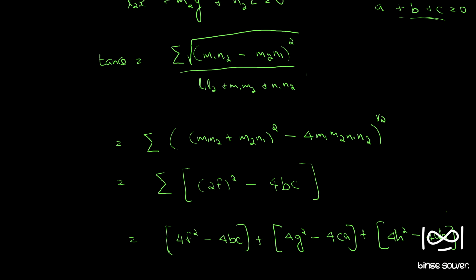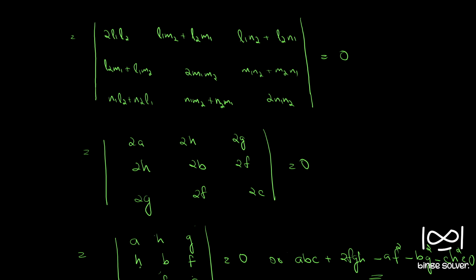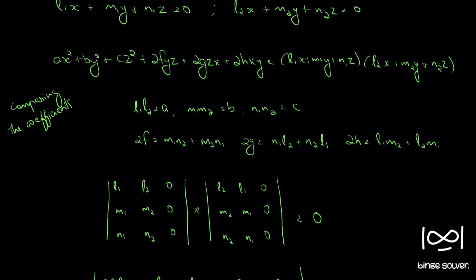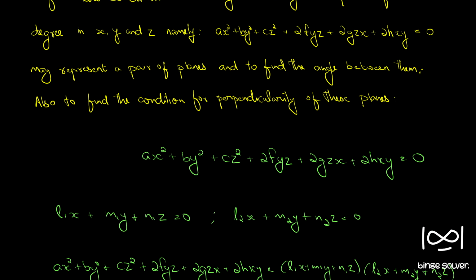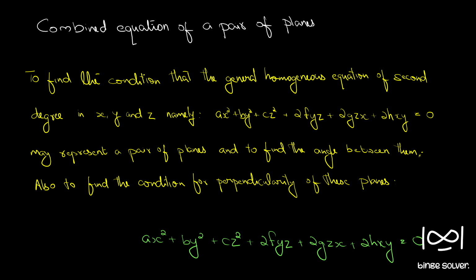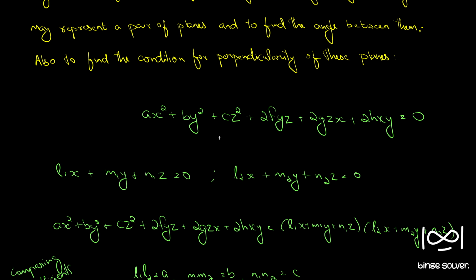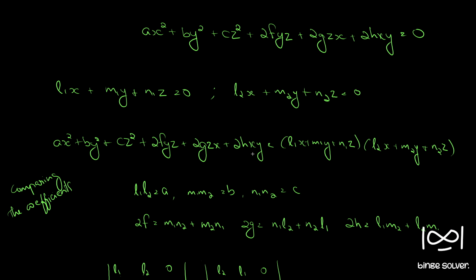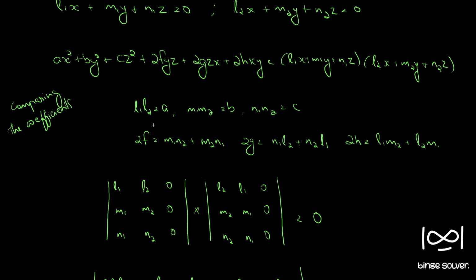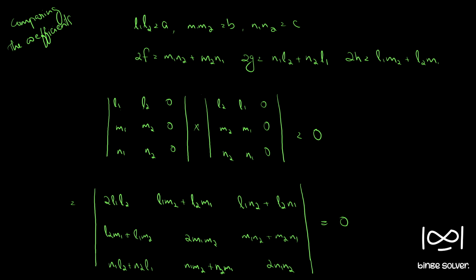These are the concepts that we will be using to solve some questions ahead. So I hope you understood it. If there is any doubt, please do comment under the video. So we have a homogeneous second degree equation, and we assumed that to be a product of two planes, and we compared the coefficients and extracted this in terms of a, b, c, f, g, h.